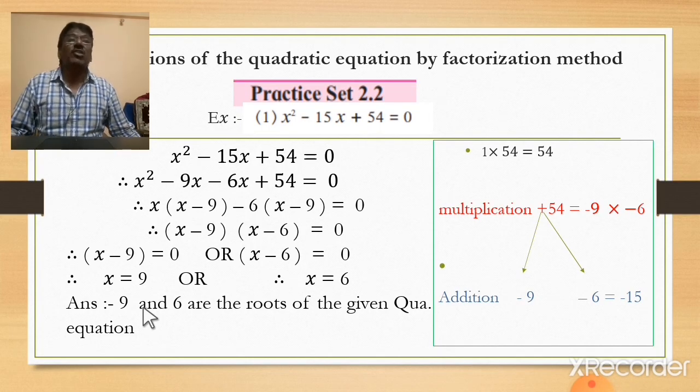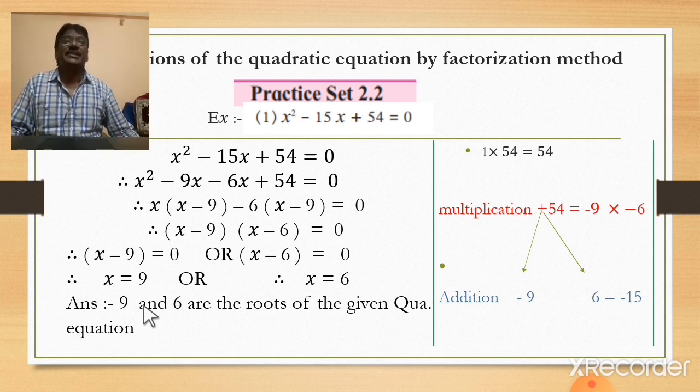Now, the solution of the quadratic equation by factorization method, that is practice set 2.2. Let us understand the important steps before solving the quadratic equation. Firstly, you have to write the given equation in the standard form. Secondly, you want to find out the multiplication number. And finally, we want to find out two numbers such that their addition is equal to the coefficient of the middle term.